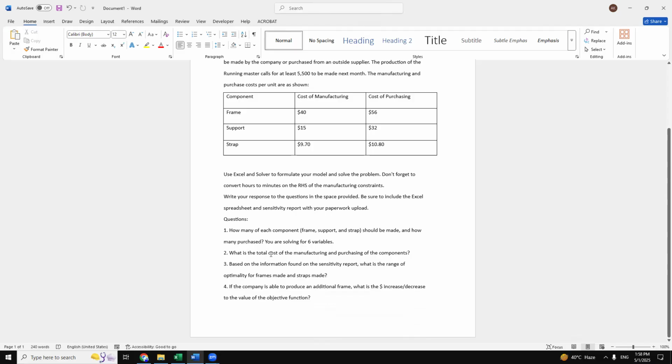Then, what is the total cost of manufacturing and purchasing of the components? Then part 3 says, based on the information found on the sensitivity report, what is the range of optimality for frames made and straps made? Then the fourth part says, if the company is able to produce an additional frame, what is the increase or decrease to the value of the objective function?